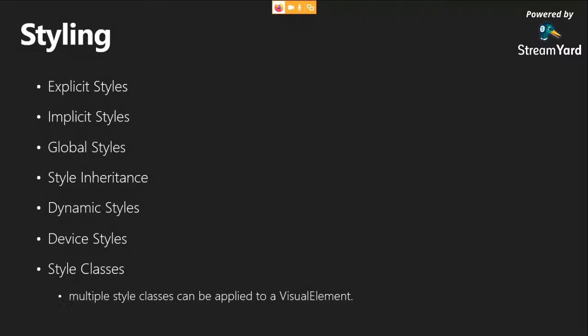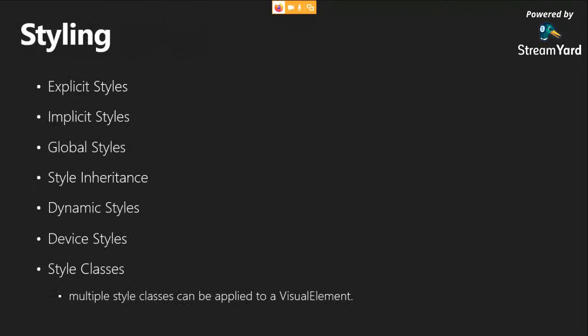And one other option is the style class. So here, this is something very similar to the explicit style. The only difference is, multiple style classes can be applied to a visual element for these style classes. So we'll see all these things in the demo.